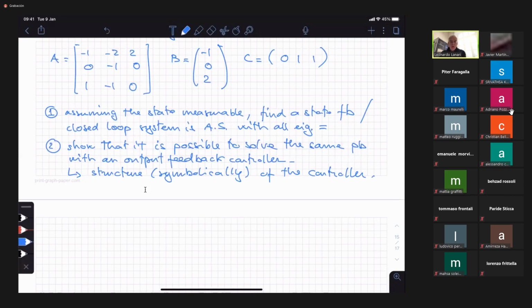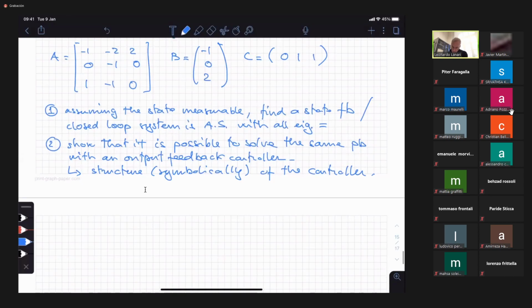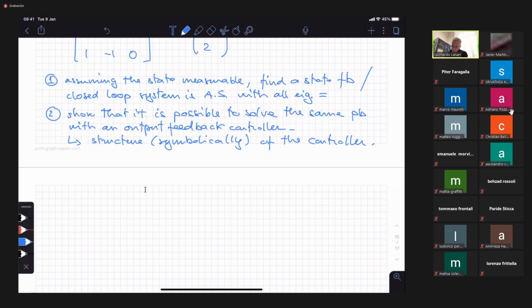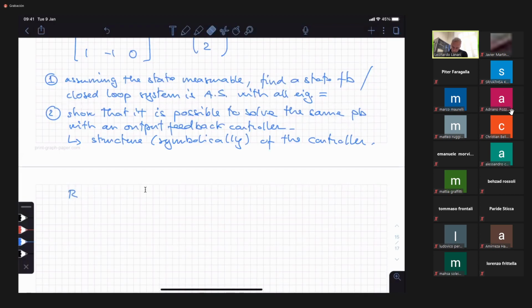So what we have is, let's compute the two matrices, since we will also need, we may also think about solving the second step through an observer and using the separation principle. So we're going to compute the controllability matrix P and the observability matrix.